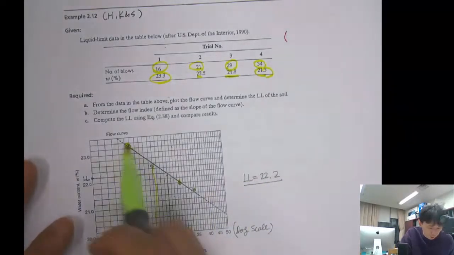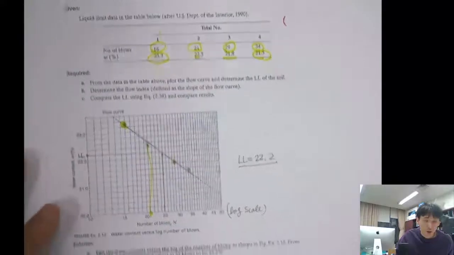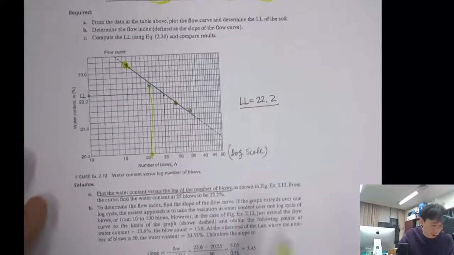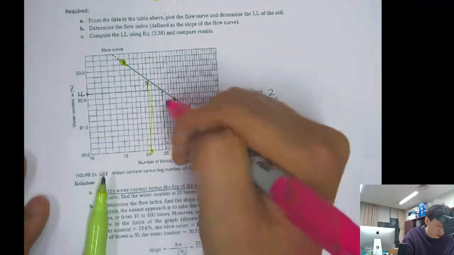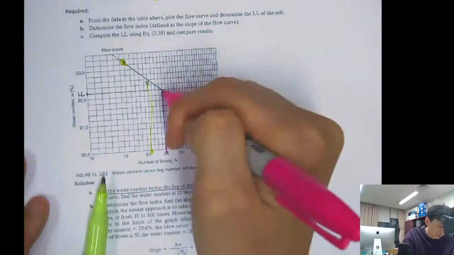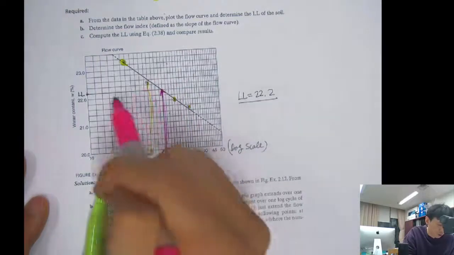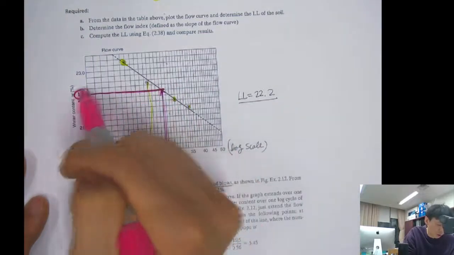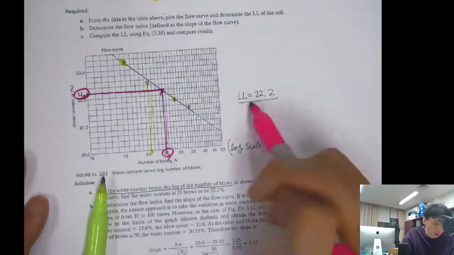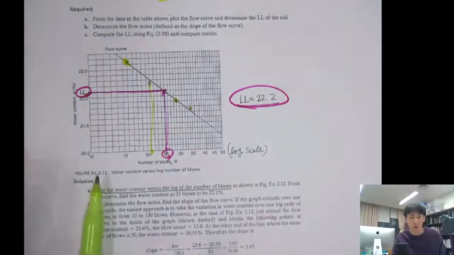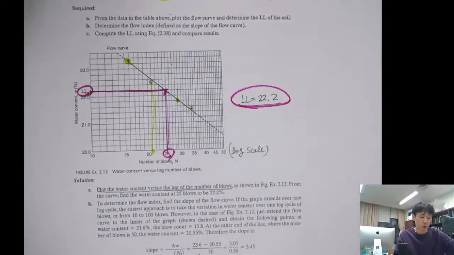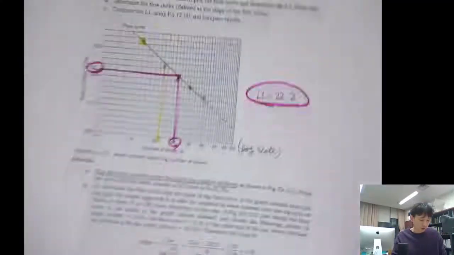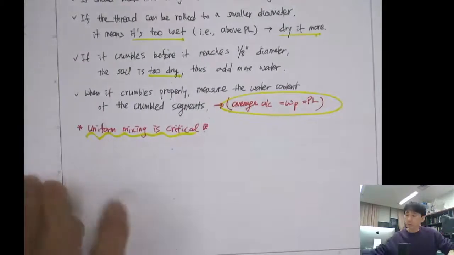So from there you can draw a straight line, and then find the water content that corresponds to 25 blows, and this becomes the liquid limit. So in this case, the liquid limit will be 22.2. Typically you just round, so 22. Okay, you can read this through.